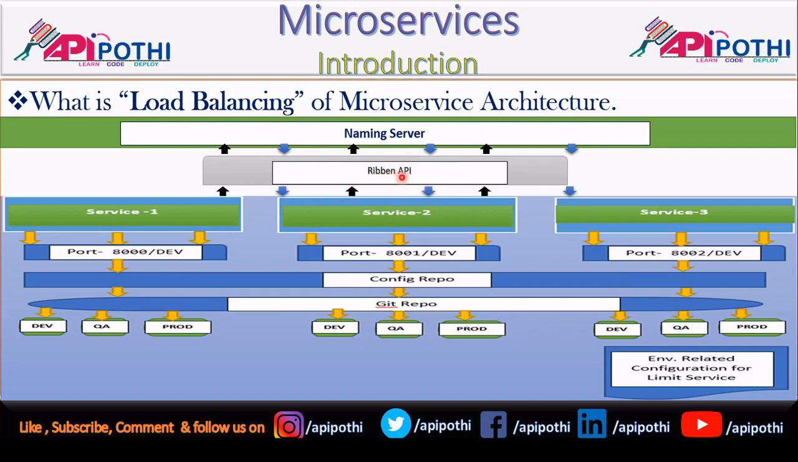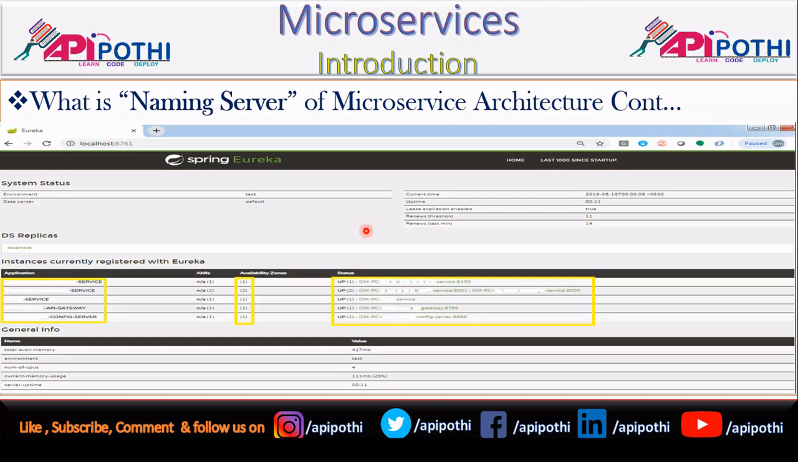Okay, so the Ribbon API will help you distribute your load from one instance to another instance, or one server to another server. Since your service 1, service 2 and service 3 are already registered with the naming server, the Ribbon API will sit exactly in the middle between the naming server and your microservices. Okay, so these three will have heartbeat communication. Okay, as I told you already, here the Eureka naming server, how is this server going to understand that this service is up or this service is down.